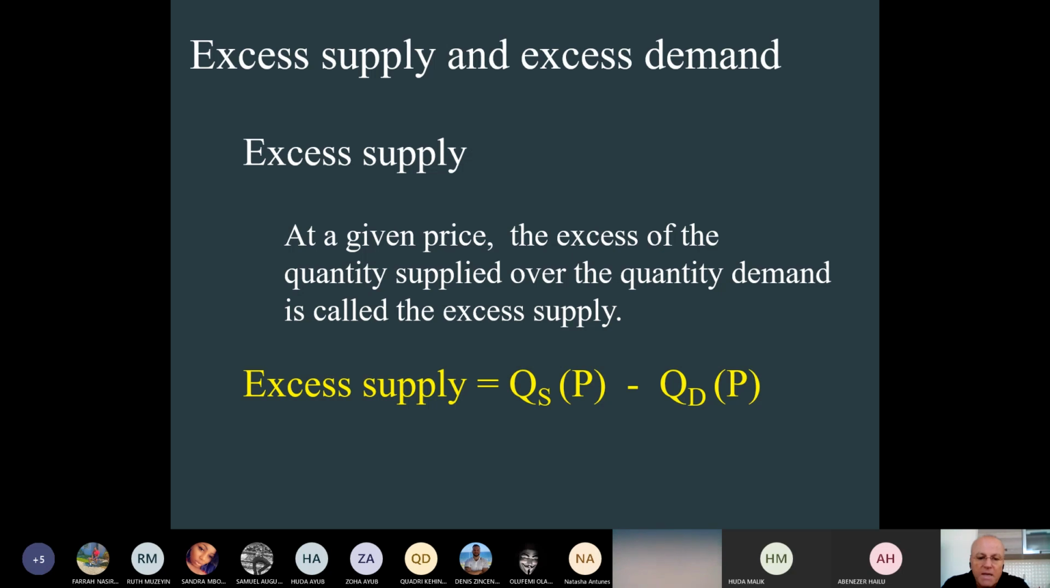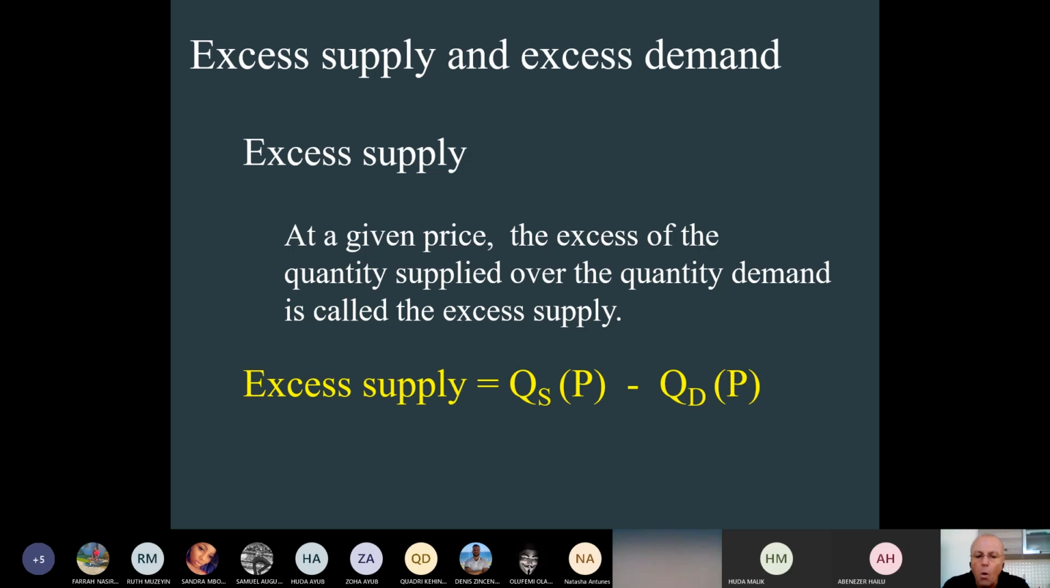Excess supply means the quantity supplied multiplied by the price, minus the quantity demanded multiplied by the price, and there is a surplus in that calculation. This means there is overproduction. There is too much in the market, and this should be balanced.